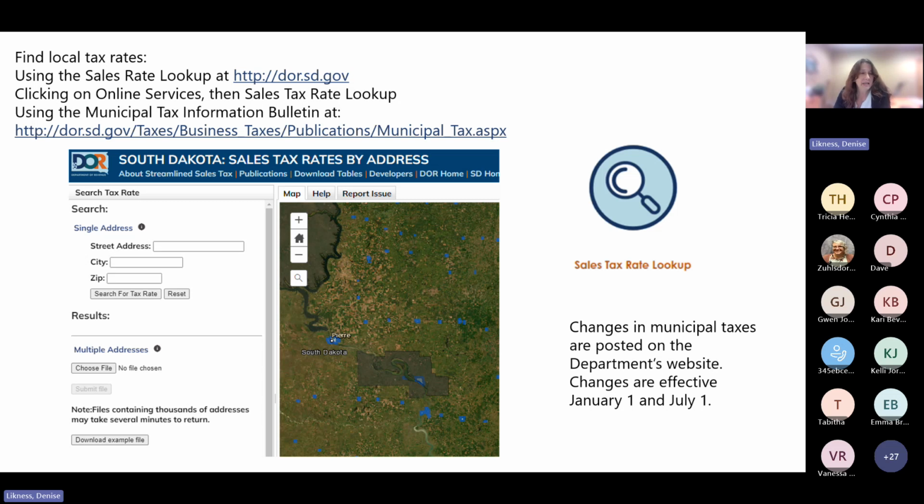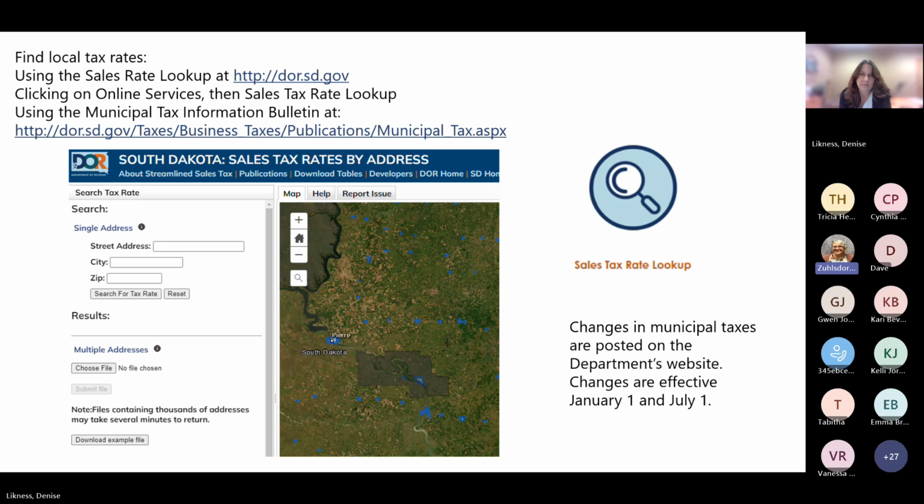We don't want a city to get a large amount of money and then 3 months later they realize what they did in error and then take it away from them. So this is a good thing to use if you are unsure. But you can't just plug in the zip code alone. The address that you plug in may not be in the city limits. So always check this out.